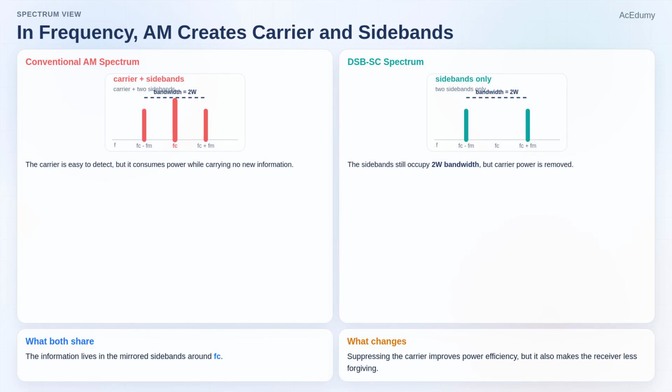A single-tone message creates two sidebands located at the carrier frequency plus and minus the message frequency. Conventional AM contains those two sidebands and also the carrier spike at the center. DSB-SC keeps the same mirrored sidebands but removes that center carrier. So the occupied bandwidth is still twice the message bandwidth in both cases. Suppressing the carrier does not save bandwidth. It mainly saves transmitter power because the carrier no longer burns energy without carrying new information.